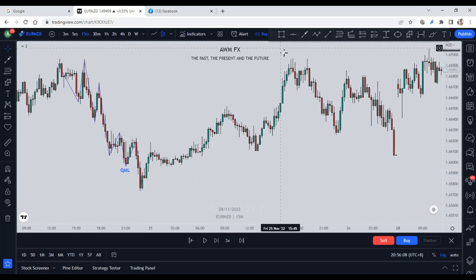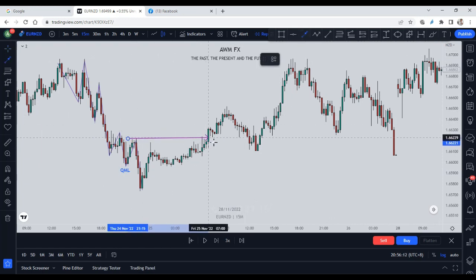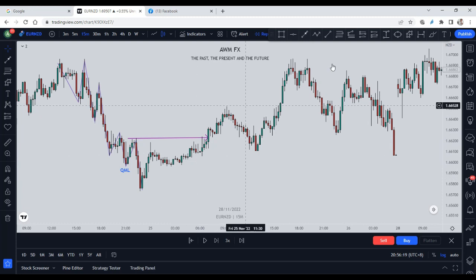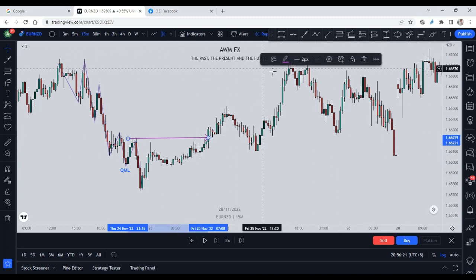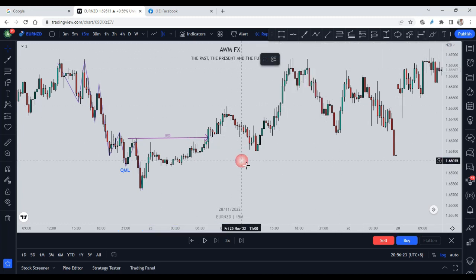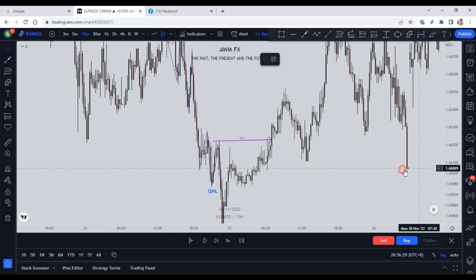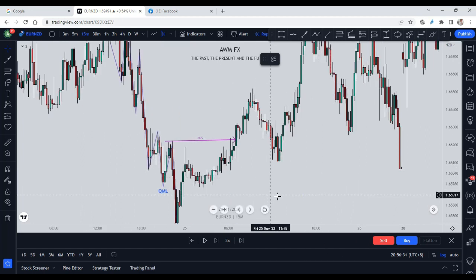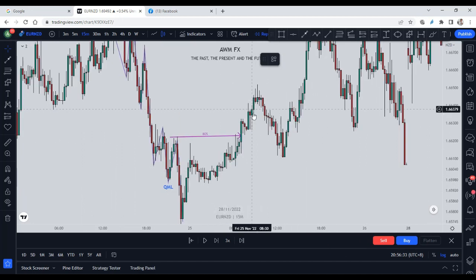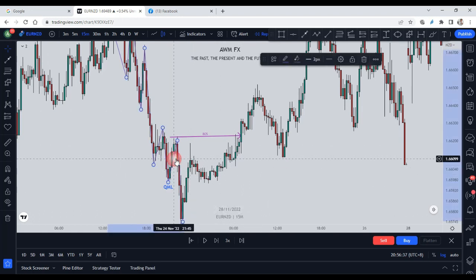And where does it start breaking the structure? This is the point where the structure broke. So your break of structure is right here. Very easy, very simple. Now, the entry point. If you look at the whole movement right there, of course, let me take this thing out.